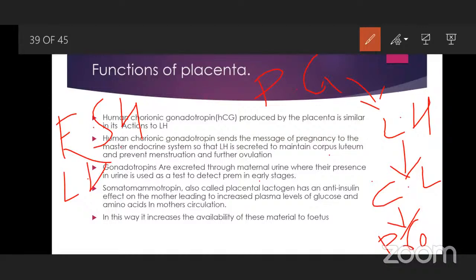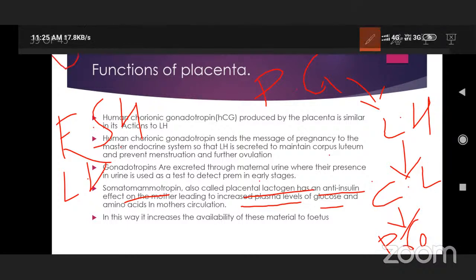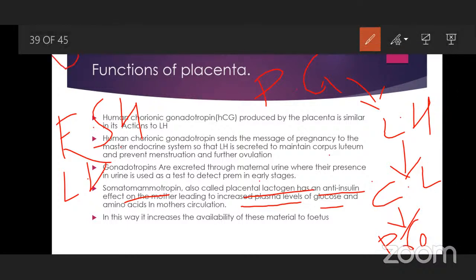Next, somatomammotropin. Somatomammotropin is also called placental lactogen, and it has an anti-insulin effect. Means it is acting against the insulin hormone in the mother and leading to increased plasma level of glucose. That is, generally the function of insulin is to convert the glucose into glycogen and to store it in the liver. Here, this somatomammotropin will act against the insulin.